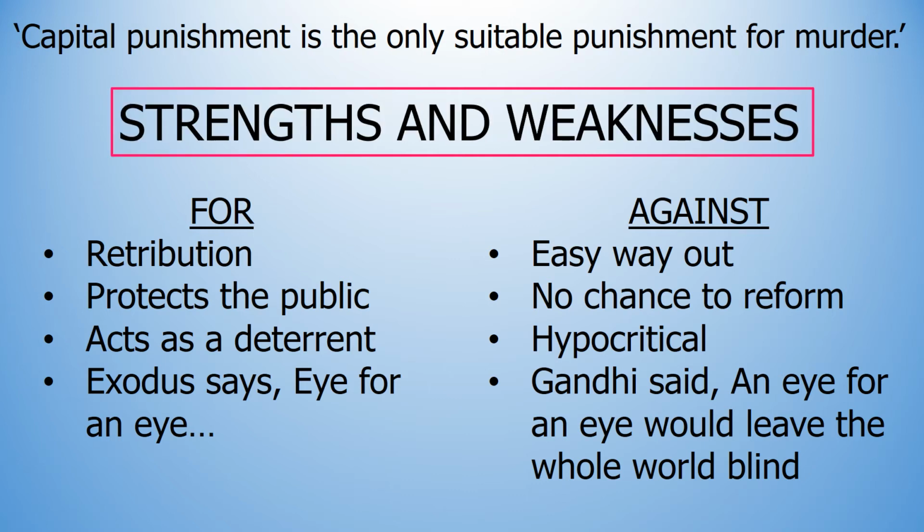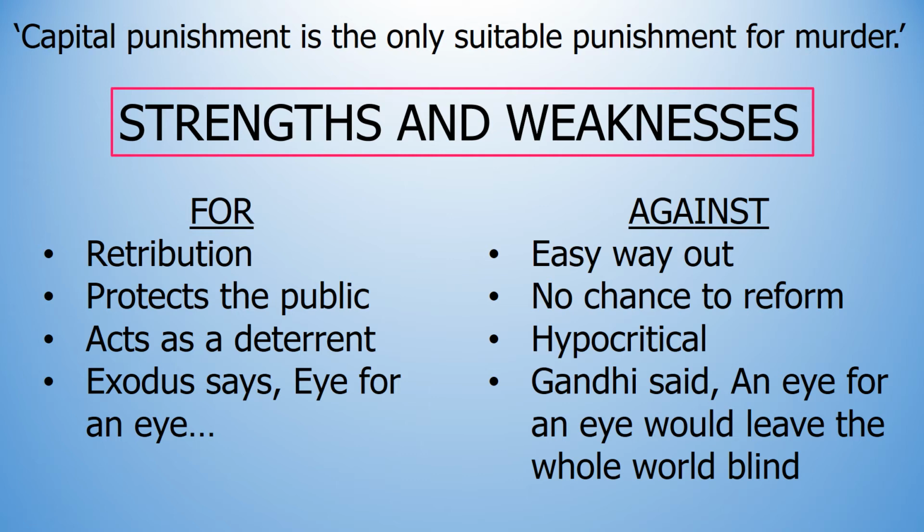Simply, keep your list of your key points, and now you see I've just changed it to strengths and weaknesses. So now I'm going to look at some of these points. I might look at them all, I might just consider one or two. So if I take from the for column, acts as a deterrent, I could say yes, that's really good. I'm not going to commit a crime because I don't want to be executed. That seems to support capital punishment.